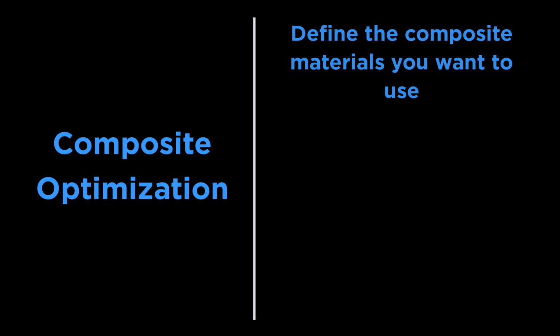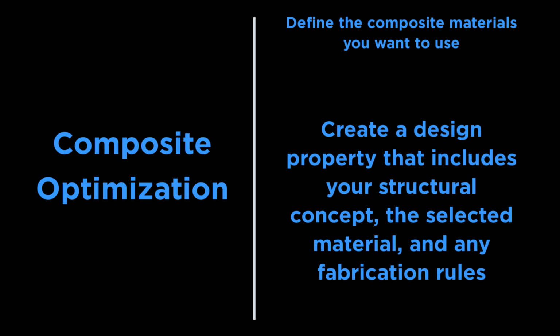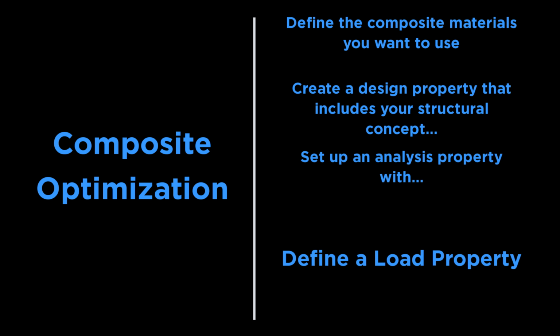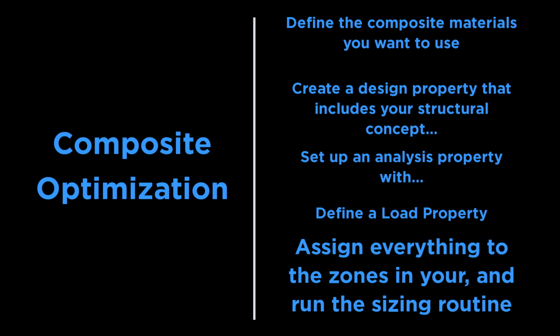There are a few different workflows for sizing composites, but they all follow the same general structure. 1. Define the composite materials you want to use. 2. Create a design property that includes your structural concept, the selected material, and any fabrication rules. 3. Set up an analysis property with composite strength methods. 4. Define a load property. And 5. Assign everything to the zones in your model and run the sizing routine.